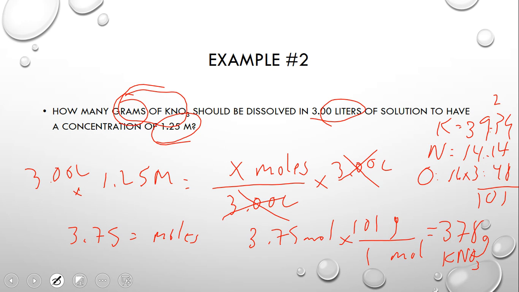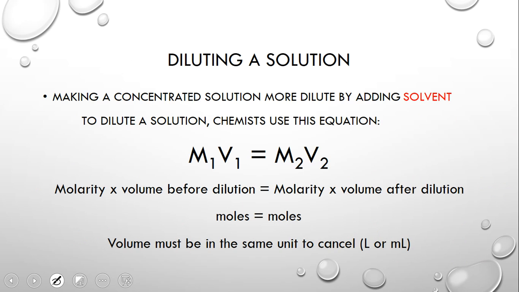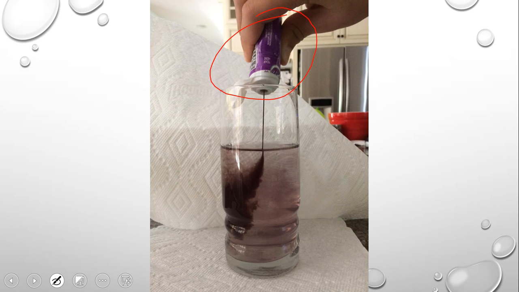All right, so that is that. Now, when we do these diluting solution problems, we're making a concentrated solution more dilute by adding solvent. The example we did in lab was this. When we had our squirter, our little bit of flavor enhancer, we're adding to water. You could tell how concentrated that is. Look how deep purple it is, but when you dilute it, it becomes much lighter purple.